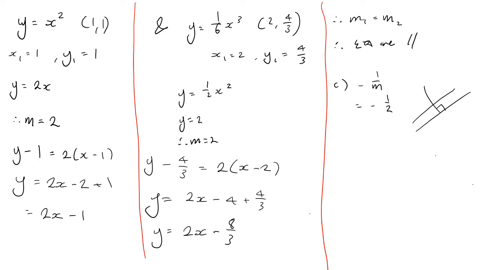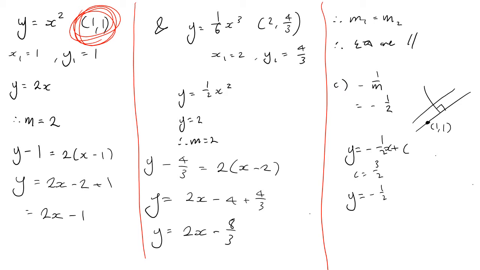So if we say that we had a normal that passes through the point 1, 1. So the 1, 1 is from here, this 1, 1. Then the equation of the normal would be y equals negative half x plus c. Substitute 1 and 1 into the equation, and we get c equals 3 on 2. Therefore, our equation of the normal would be y equals negative half x plus 3 on 2.